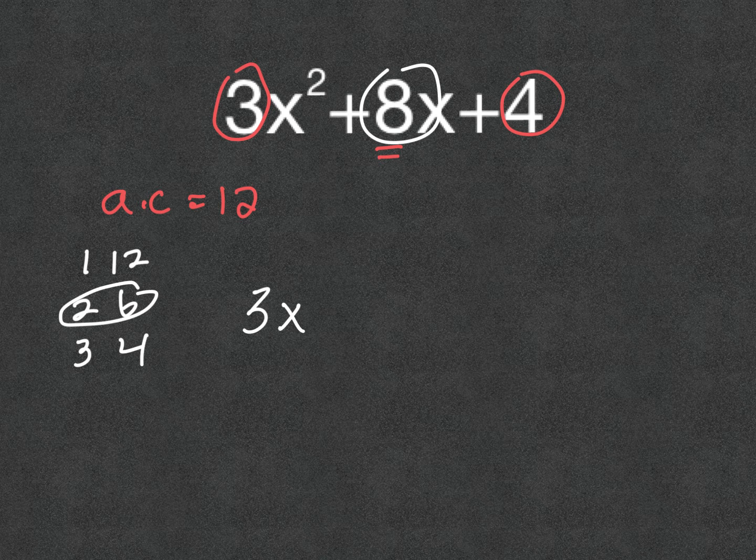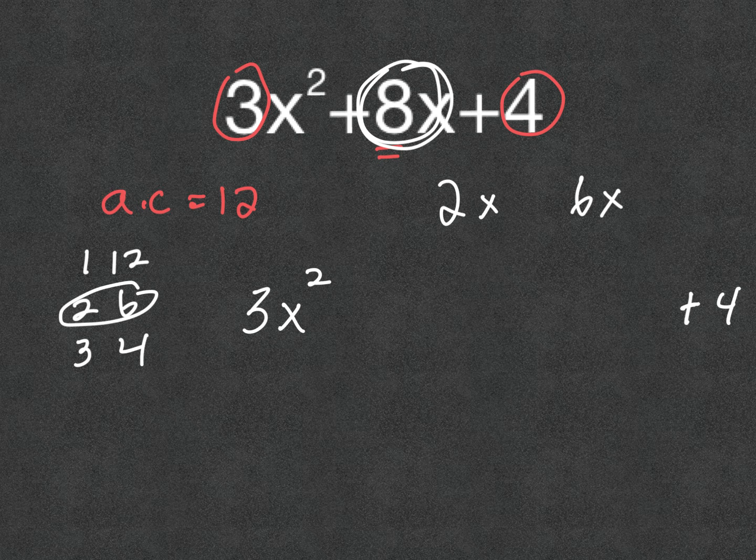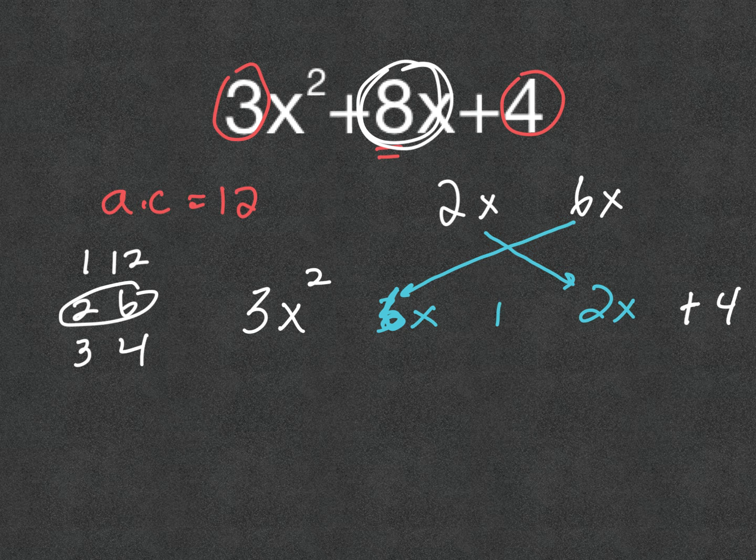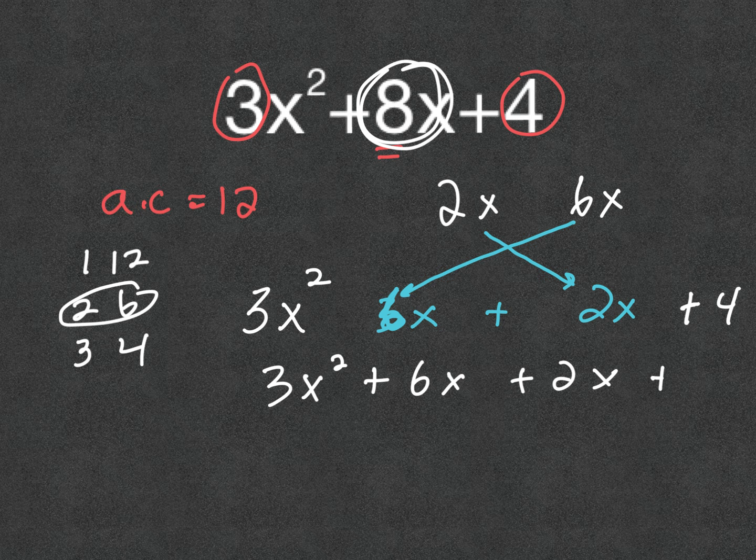So I'm going to have a 3x squared. That did not change. I'm going to have a plus 4. The first and the last term did not change. But someplace I'm going to put a 2x and a 6x, okay? I'm going to split that 8x up into two terms so I can do factor by grouping. But where do I put them? Well, there's a 3 in the 6x, so I'm going to put that there. I'm going to put the 2x here because there's a 2 in the 4. And put a plus sign in between. What do I get? I have 3x squared plus 6x plus 2x plus 4.